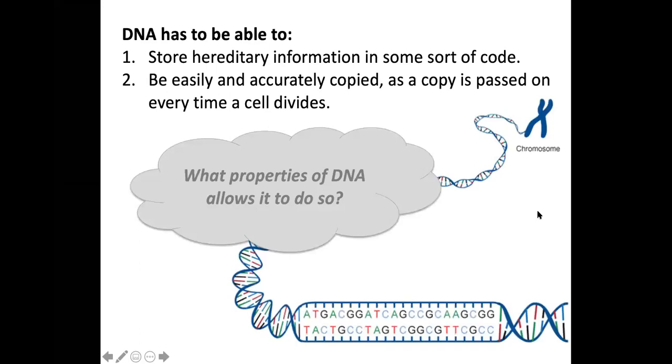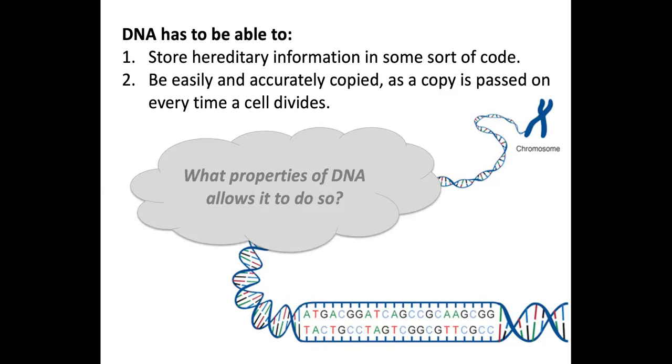So DNA has to be able to do two things. Store hereditary information in some sort of code. And we talked about this way back when we talked about what? What's one of the first things we talked about? Okay, organic molecules, biomolecules. So we talked about DNA and RNA back then. They are what? Macromolecule. Nucleic acid.